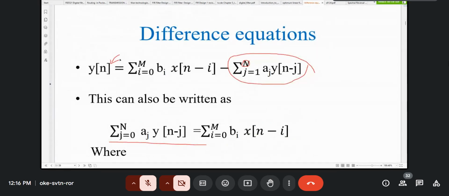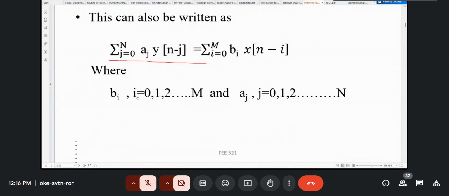Of course, this can also be written in another form. You see, in this case, y of n is equal to this, where j was going from 1 to N, but now you can also have j going from 0 to N, a_j y of n minus j. That's simply adding the y of n to this other term and just adjusting your limits to go from 0 to N, where M is equal to that and a_j is equal to that. We are going to see more of this.